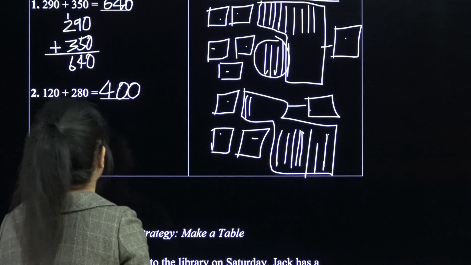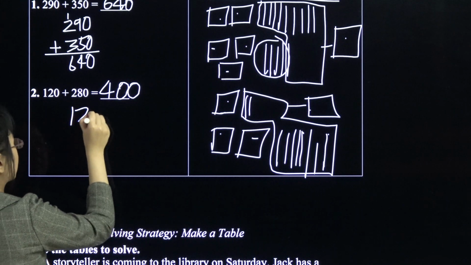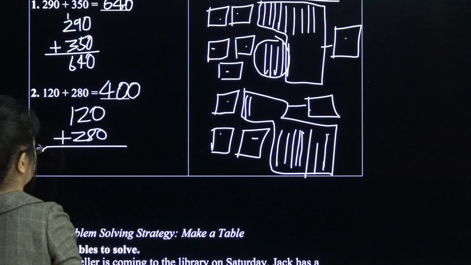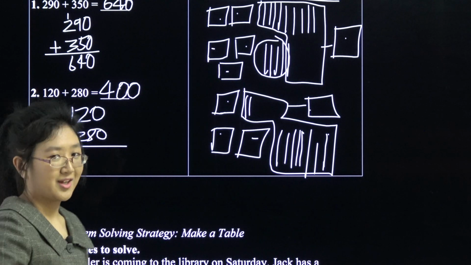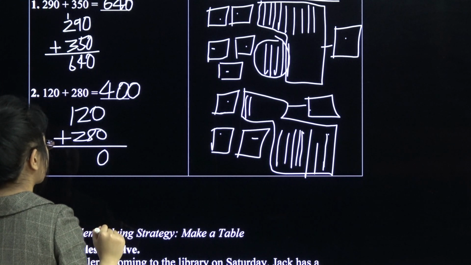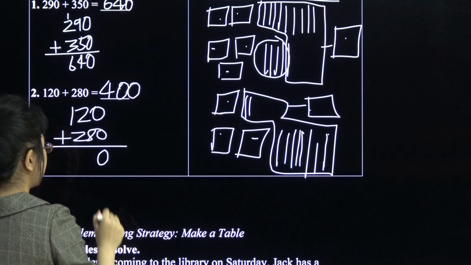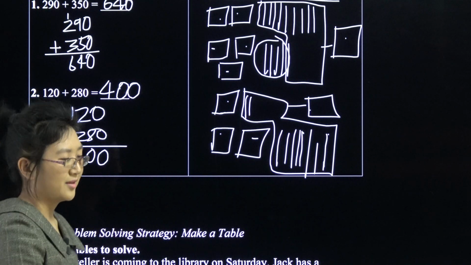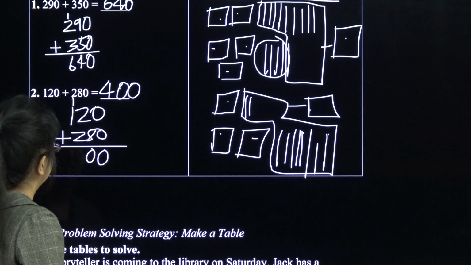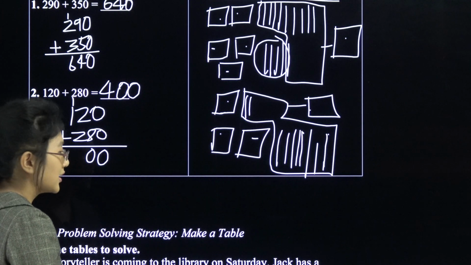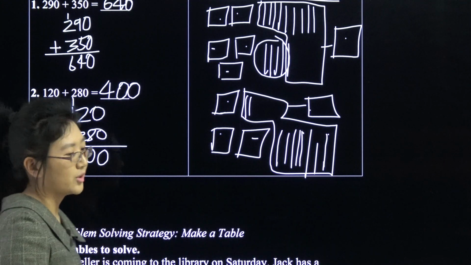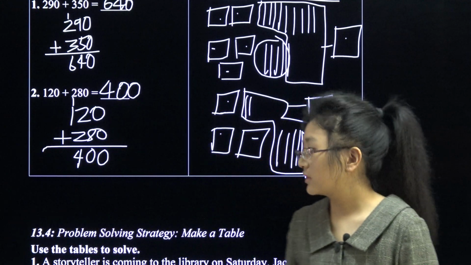Plain old 400. In stack form, we would do it like this. It doesn't matter which number is on top, because this is addition, not subtraction. If it was subtraction, then it would matter. 0 plus 0 equals 0. 2 plus 8 equals 10. And there's nothing in the ones column of 10. So we just put a 0. And then we move the 1 to the hundreds. And 1 plus 1 plus 2 equals 4. 400 equals 400. Therefore, we are correct.